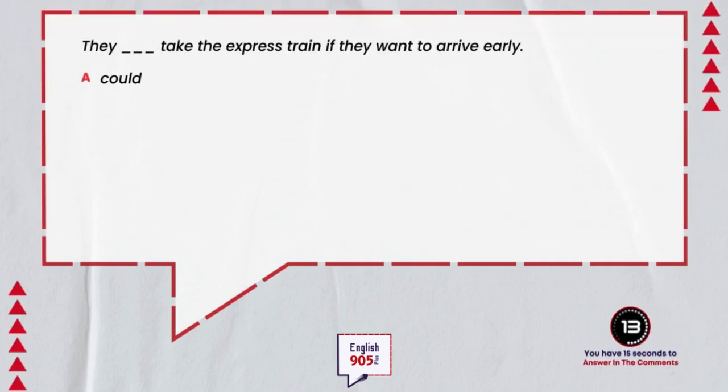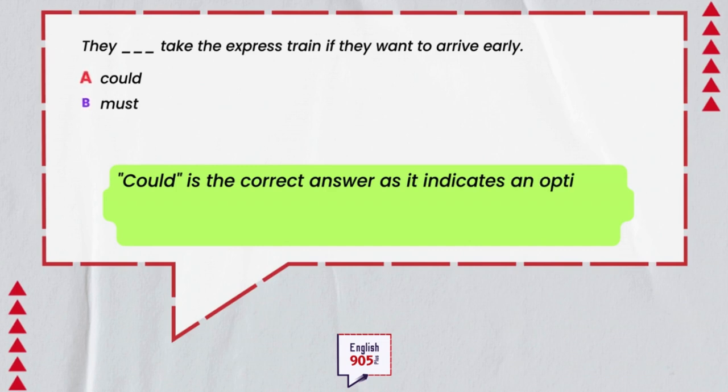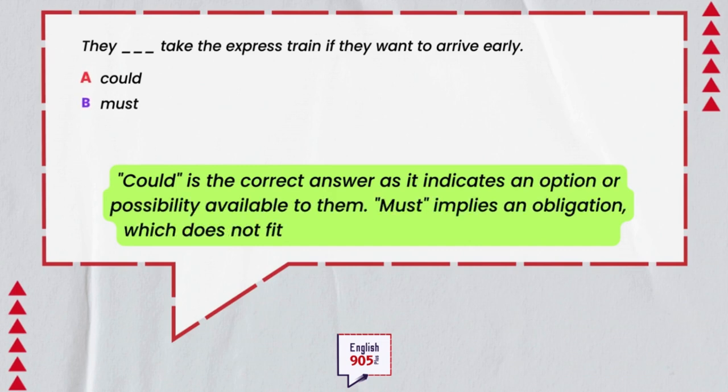A. They could take the express train if they want to arrive early. B. They must take the express train if they want to arrive early. Which one is correct? Answer in the comments below. Could is the correct answer as it indicates an option or possibility available to them. Must implies an obligation, which does not fit the optional nature of taking a train.